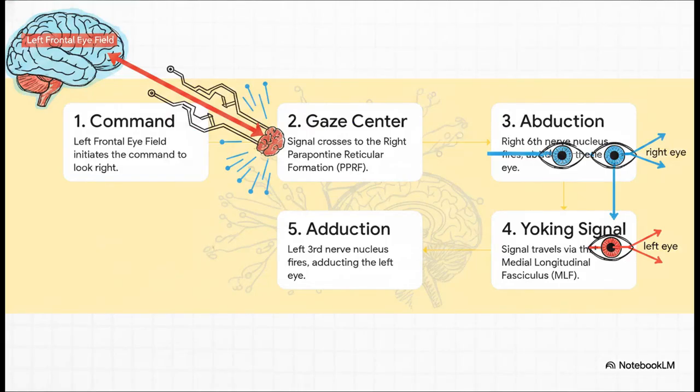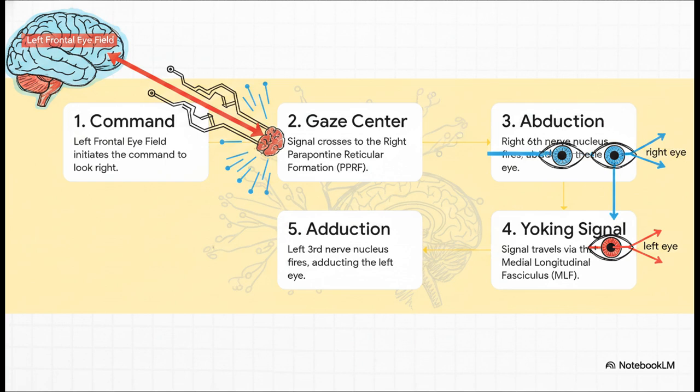So to understand these next syndromes, we have to trace the complex pathway that makes your eyes move together. Let's say you want to look to the right. The command actually starts in your left frontal eye field. That signal shoots across to the pons on the right side and hits something called the PPRF, which is the horizontal gaze center. The PPRF then tells the right sixth nerve nucleus to fire, which abducts the right eye.